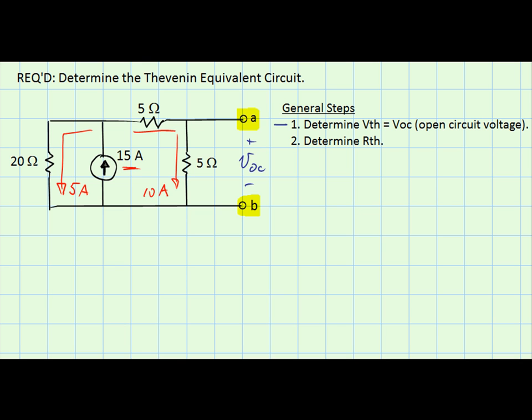You'll notice that in both paths, the voltage drop is 100 volts. It's 20 times 5, or 10 times 10. So the open circuit voltage is the 10 amps going through the 5 ohms, and that's the Thevenin voltage, which is 50 volts.